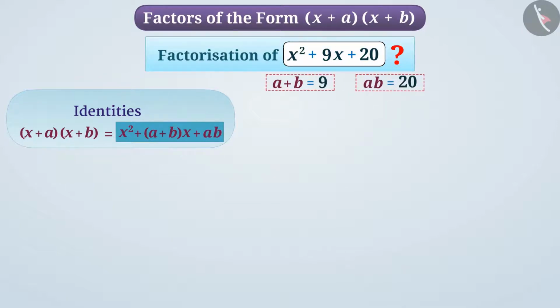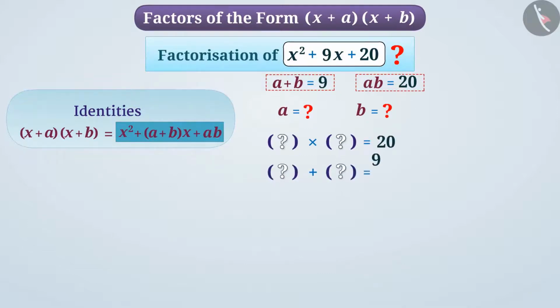Now we will find the values of a and b so that both these conditions are satisfied. That is, we need two numbers whose product is 20 and sum is 9. Will you be able to find two such numbers? Think.